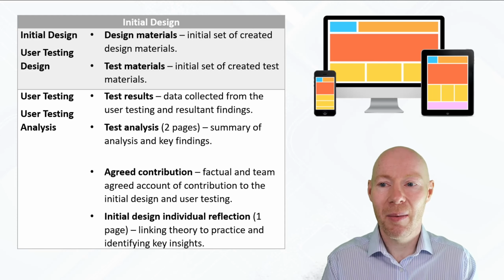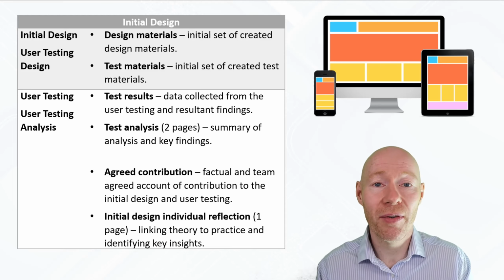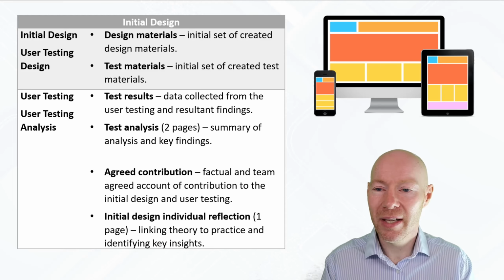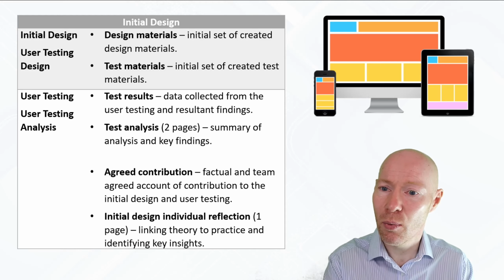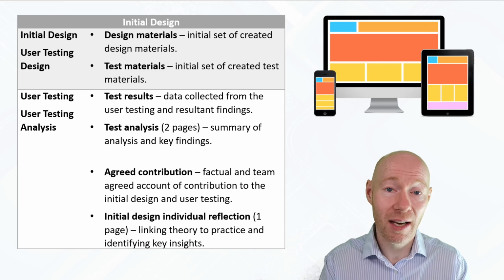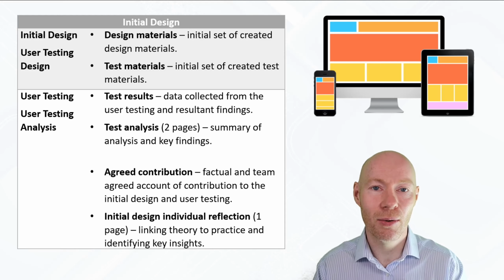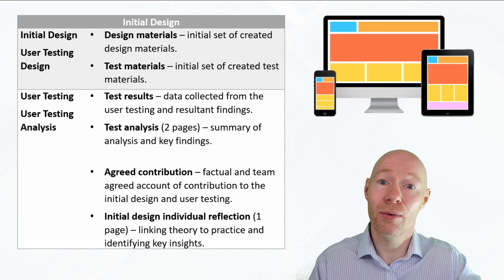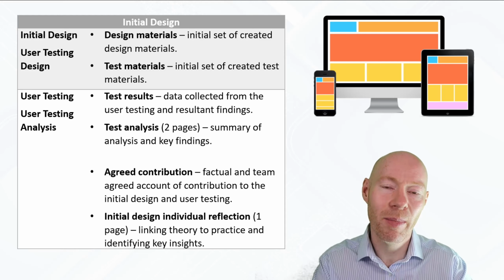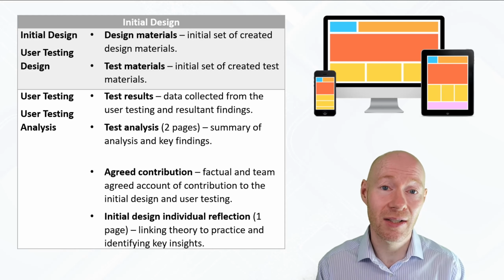Alongside that, there will be precise forms for these ones. There's also going to be one for agreed contribution. And this is simply a factual account of who did what. It's team agreed, so the whole team has to do this and has to agree to this. It's simply a matter then of, okay, so-and-so did this bit and so-and-so did that bit. It's just to get a bit of an understanding as to who was involved in different activities through the project.